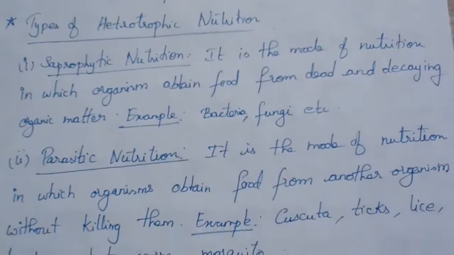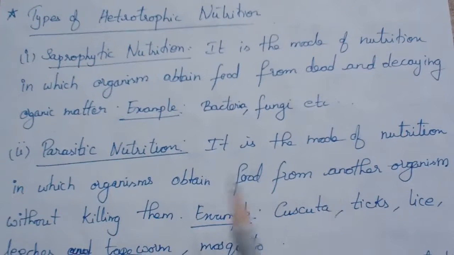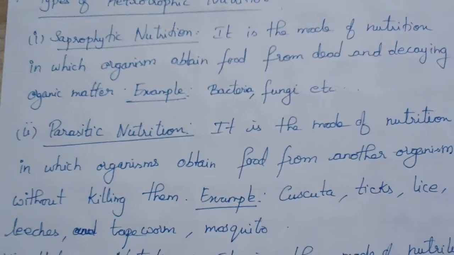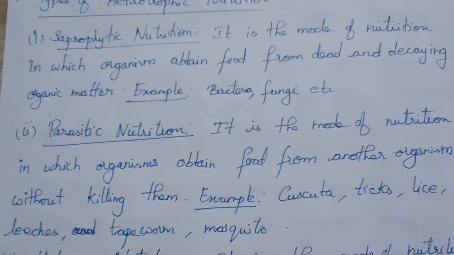Next, parasitic nutrition. It is a mode of nutrition in which the organism obtains food from another organism without killing it. It depends on the other organism, does not harm it, and takes whatever it needs. Examples: cuscuta, ticks, lice, leeches, tapeworms, and mosquitoes.